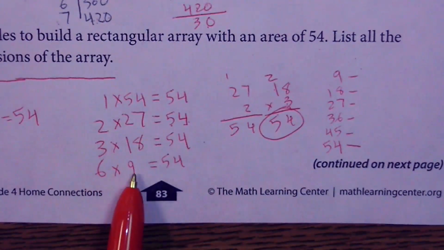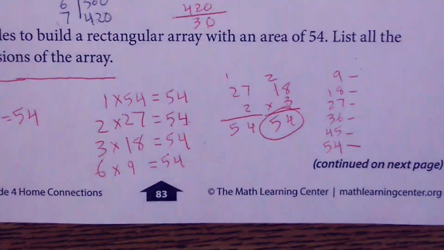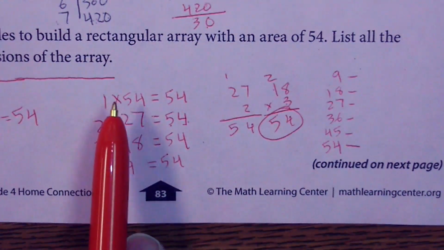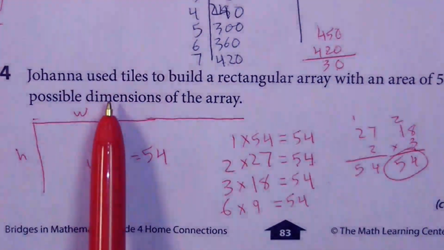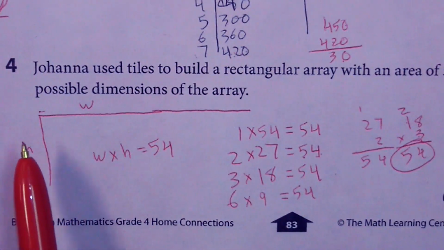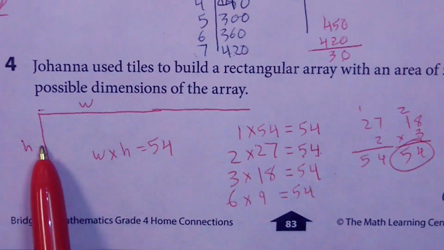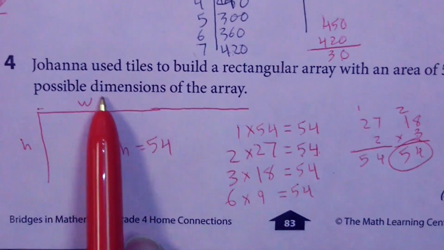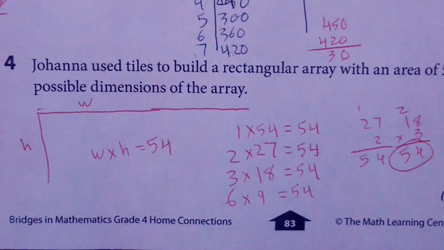And if you want to, dig in some more, see if you can find another one. 54 seems to be a fun number to have factor pairs. Okay? And that's all of the possible dimensions. So this could be 1 tall 54 wide, 2 tall 27 wide, 3 tall 18 wide, 6 tall 9 wide. You're going to get 54 no matter what.